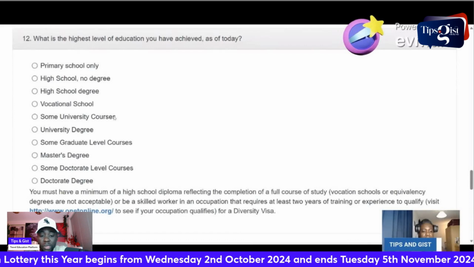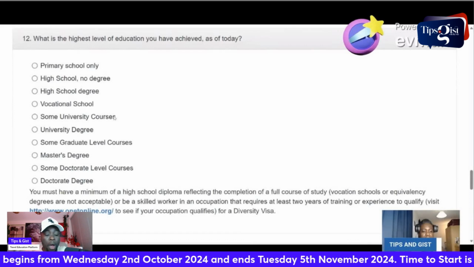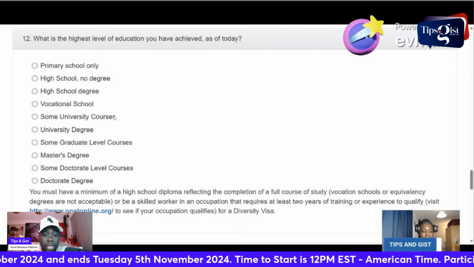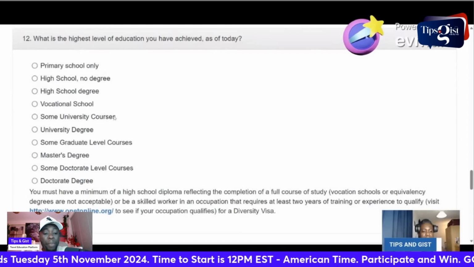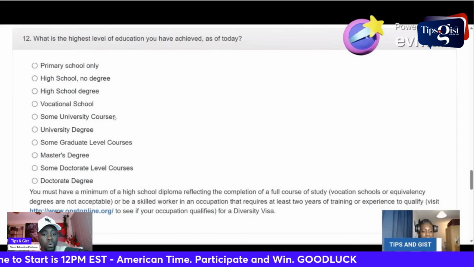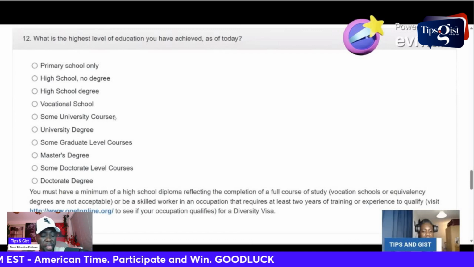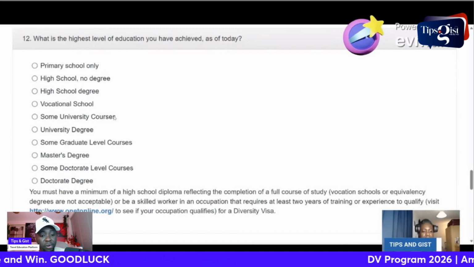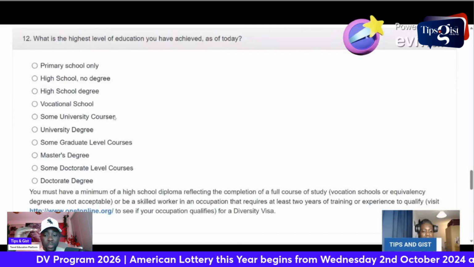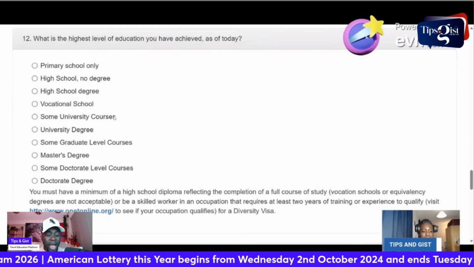If you are in the university doing a degree, you might have a diploma or secondary school certificate. That is your highest level of education you have achieved. So please select what is appropriate for you. Now we have primary school only, high school no degree, high school degree, vocational school, some university courses, university degree, some graduate level courses, master's degree, some doctorate level courses, and doctorate degree. Please, they have arranged it according to the highest level. So from the lowest to the highest.